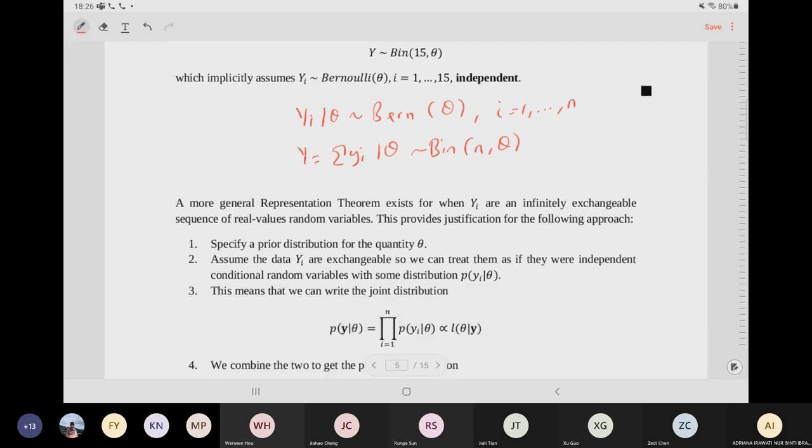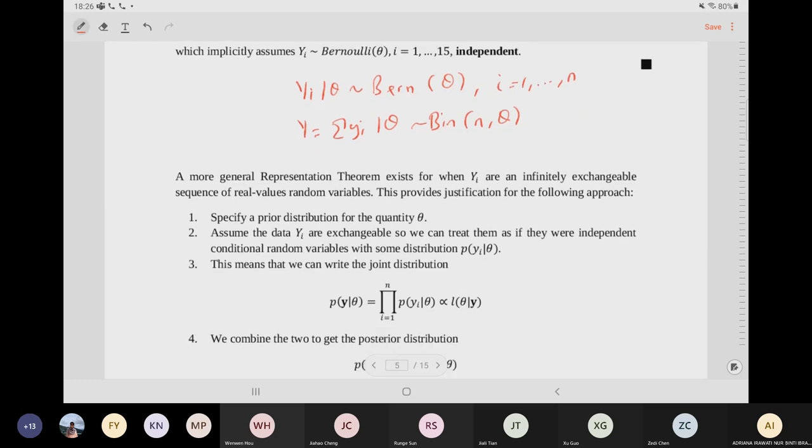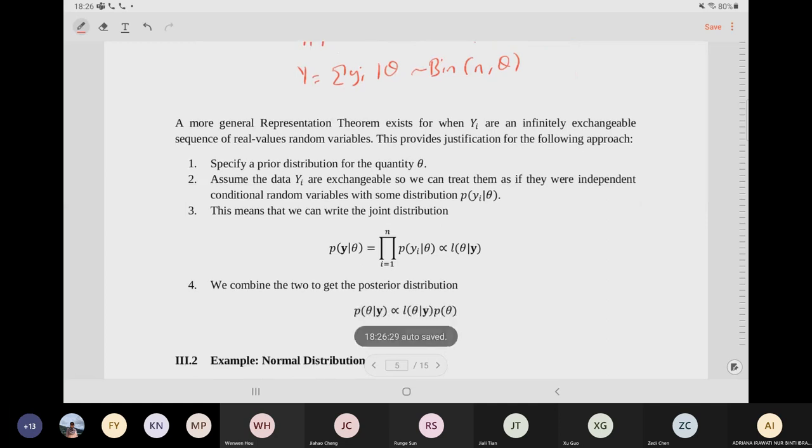If you look at the theorem just now, we are looking at a general theorem, which I'm not going to go through. But it implies how we find our posterior, which we saw last week. The first step is to specify a prior distribution, your P(theta). Then we assume that the data are exchangeable, so we can treat them as if they are conditionally independent.